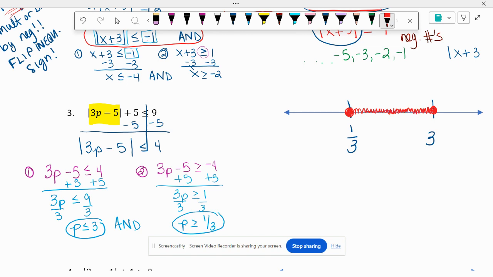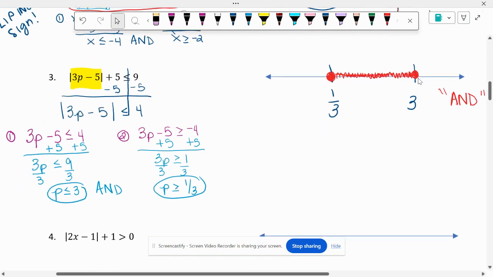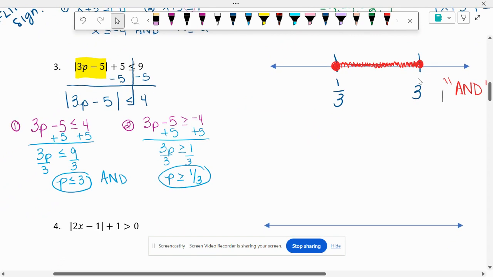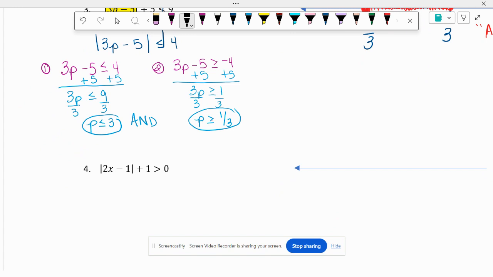And notice how the two solutions overlap. They're kind of nestled together. This is what an and looks like. Okay? So those are my two solutions. All right. Let's do number 4.